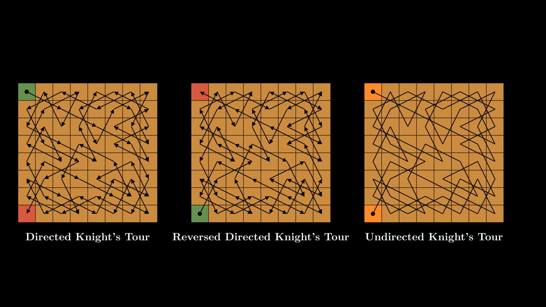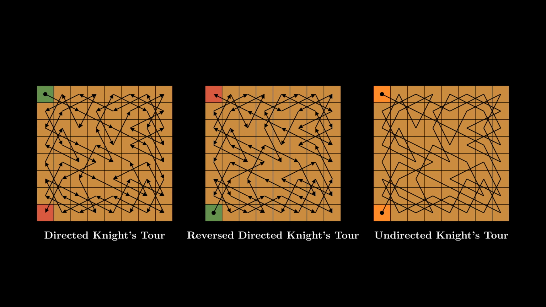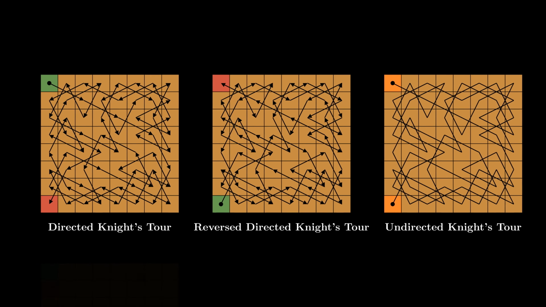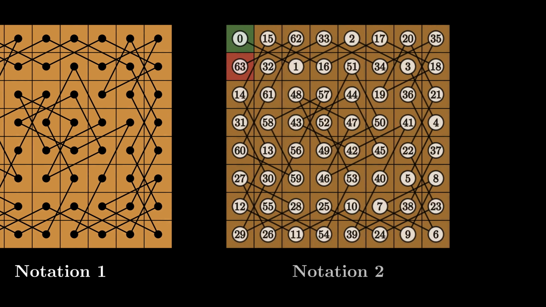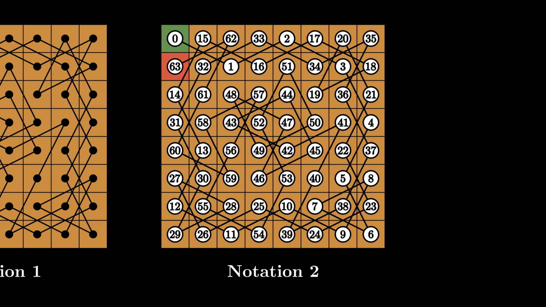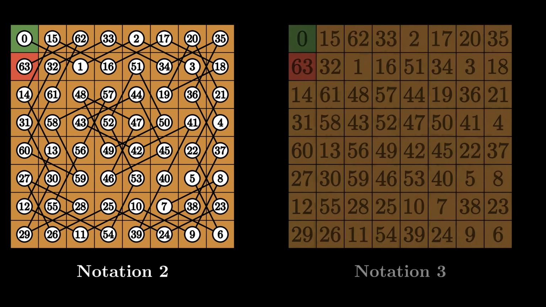Regarding the notation in this context, it is common to represent moves with arrows or lines as shown previously. It is also common to place a small dot on every visited square. Personally, I prefer a notation where the dots are numbered in the order they have been visited, or simply a notation with the numbers in the corresponding squares.